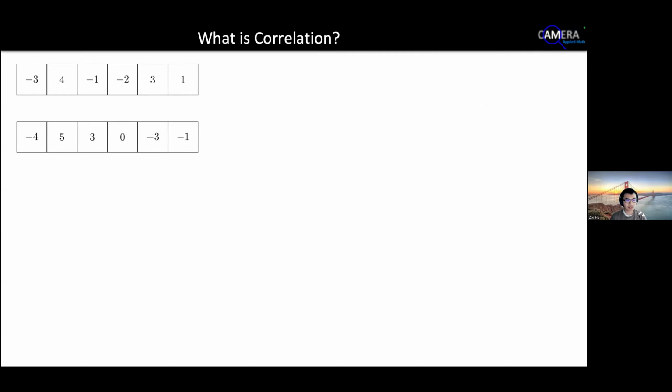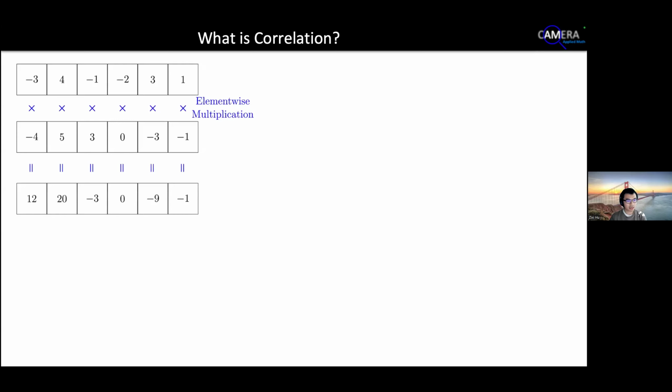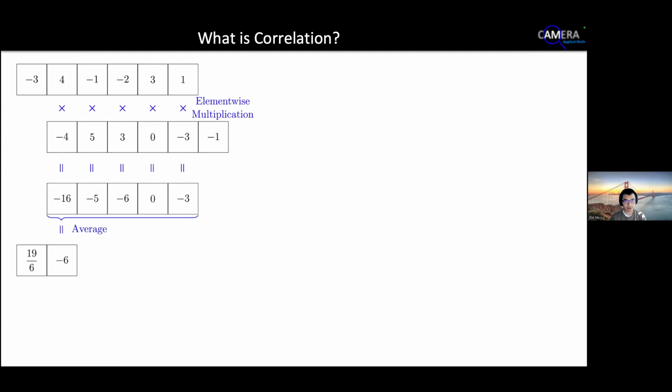Now, let's say we want to study the relationship between these two arrays. One way to do this is that we can pair the elements in these two arrays one by one and then perform the element-wise multiplication. This will get us this set of numbers. By averaging them, we get the first of what we call correlation data. Then we can shift one of the arrays to the right by one element, let's say the bottom array. Then we can perform the element-wise multiplication over the overlapped part again to get another set of numbers, and their average gives us the second correlation data.